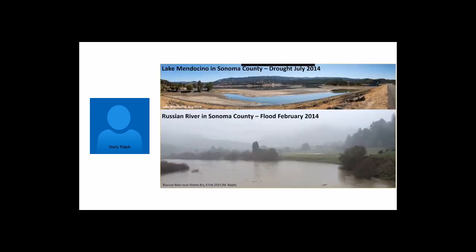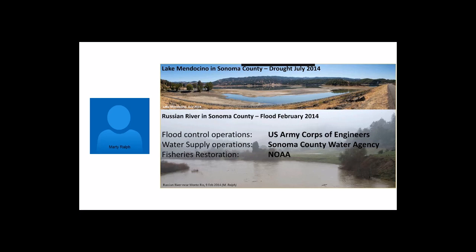Here we see a photo at the top of the reservoir in that bad situation of drought, and ironically, not long before, the river had experienced high flows, not really a flood stage quite, but pretty close, all within the same year. It's actually not uncommon for this watershed to have both drought and flood experienced within the same year. Flood control operations are by the Army Corps, water supply operations are by Sonoma County Water Agency, and fisheries restoration, their endangered salmon, is led by NOAA.